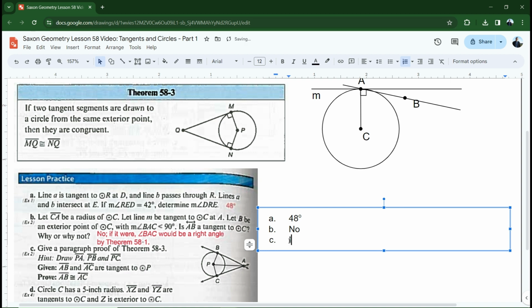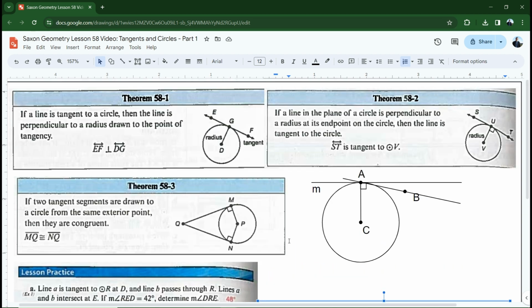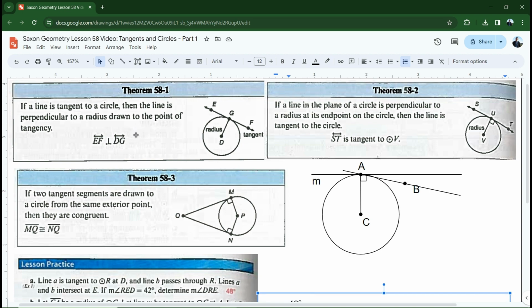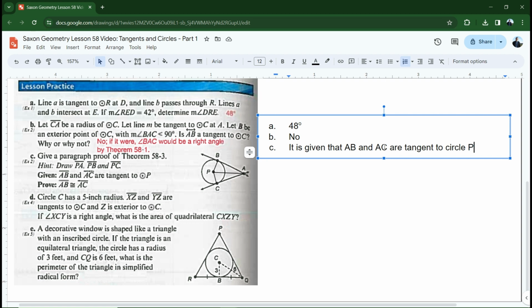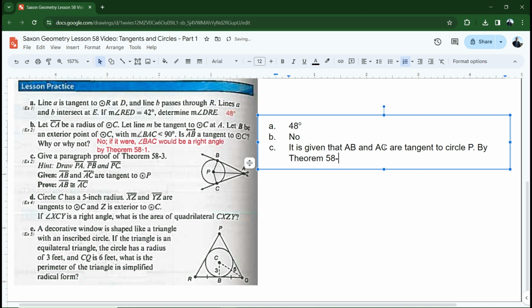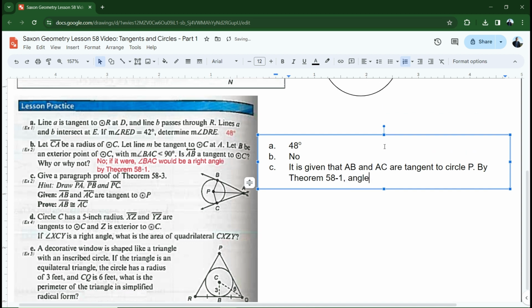I'm always going to start with my givens for the most part. So it is given that AB and AC are tangent to circle P. And wait a second, if they're tangent, that means they form right angles with the point of tangency. That's theorem 58.1: if a line is tangent to a circle, it's perpendicular to the radius drawn to the point of tangency. So by theorem 58.1, angles PBA and PCA are right angles. They're perpendicular, and perpendicular lines form right angles by the definition of a perpendicular line.